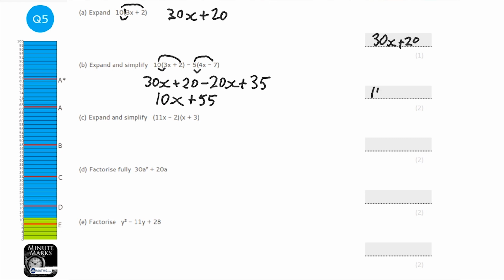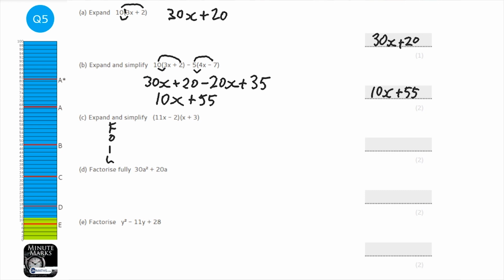So my answer is going to be 10x plus 55. Okay, the next one is a quadratic, and there's loads of different ways of doing this. You can use FOIL, you can use smiley face, double smiles and rainbows. There's loads of different ways of doing it. So what am I going to do? I'll do FOIL this time. So first, outside, inside, last.